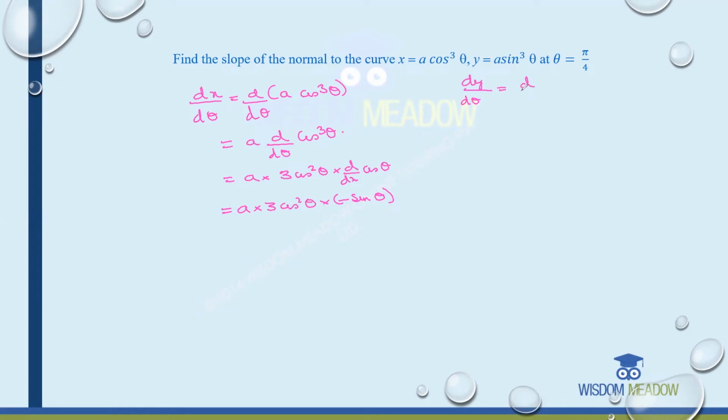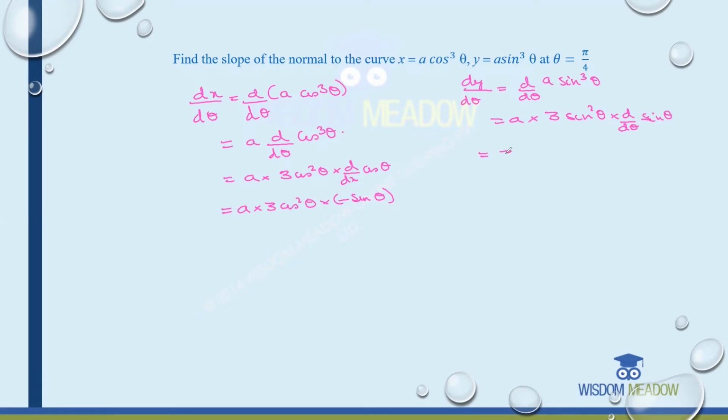In the same way, finding dy by d theta. That's the derivative of a sine cube theta. A is a constant, take it out. For the derivative of sine cube theta, I have to use the power rule. So it's going to be 3 into sine squared theta into the derivative of sine theta.